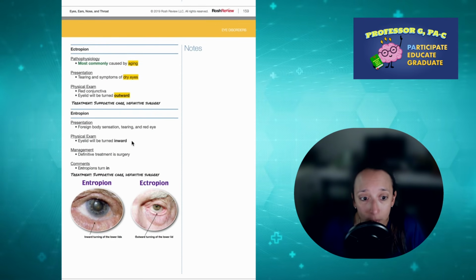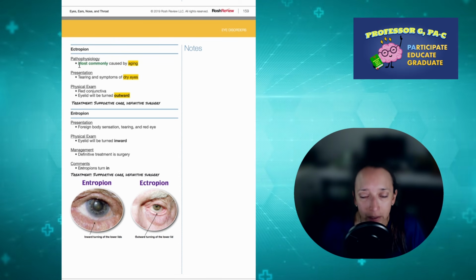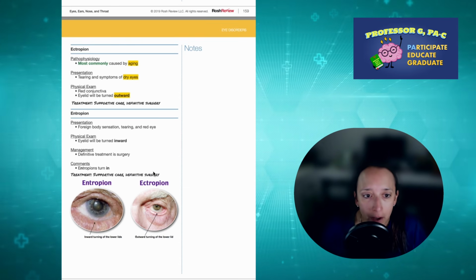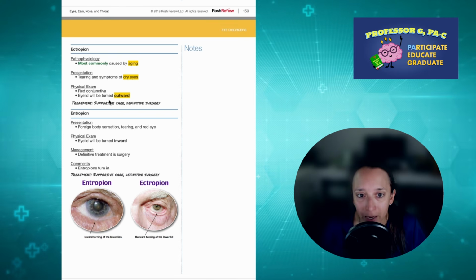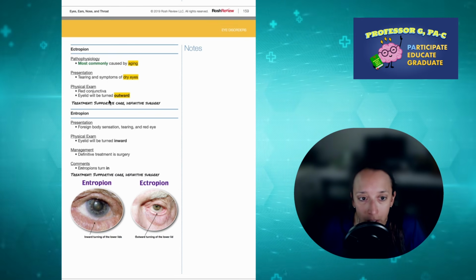Now for the ectropion versus entropion, another compare and contrast. And we just love this in the eye, right? So an ectropion is when the eyelid droops outward. So you can see a picture of that here. It's usually caused by aging and the general aging process where things lose elasticity, including our eyelids.